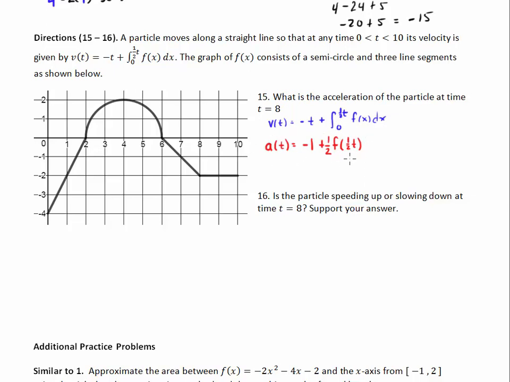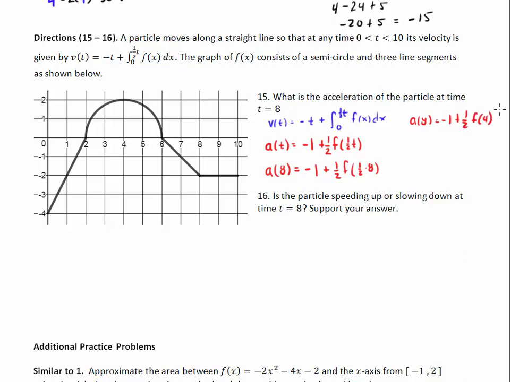So there is my equation for the acceleration. And it wants to know what is the acceleration at time t equals 8. So we've got a of 8, so acceleration at 8 is equal to negative 1 plus 1/2 of f of 1/2 times 8. So f of 1/2 times 8, that's going to be f of 4. So we're looking at a of 8 is equal to negative 1 plus 1/2 of f of 4.